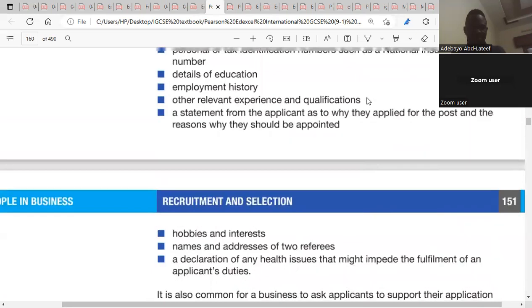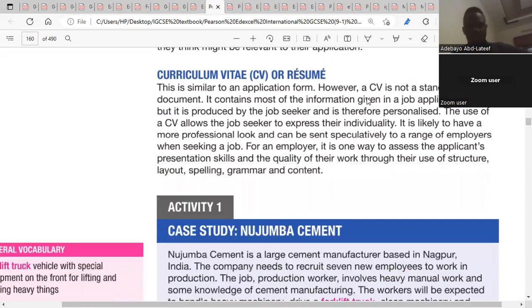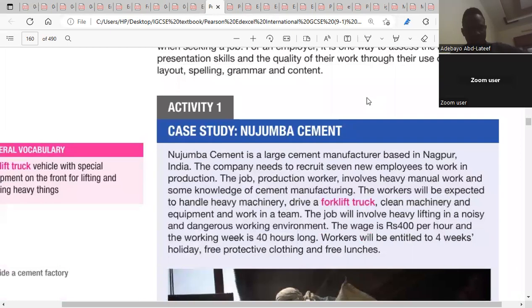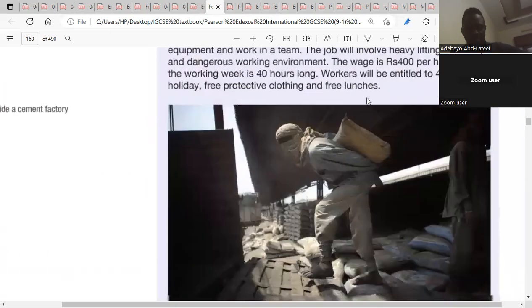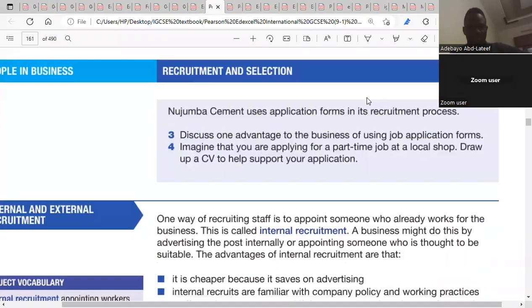So we need this with the job application. It will be attached with the job application form. You will present the curriculum vitae or the resume. You present it, but you attach it with the form the company gives to you when you are submitting. Is it clear? Any question about that? No. So you have the activity to do.